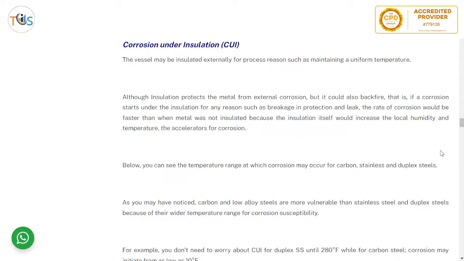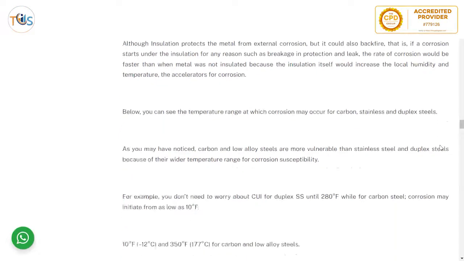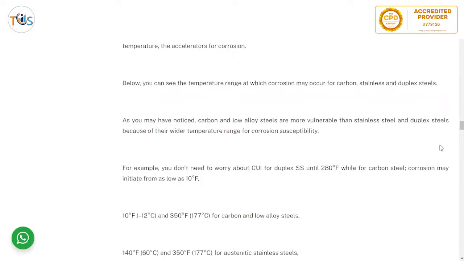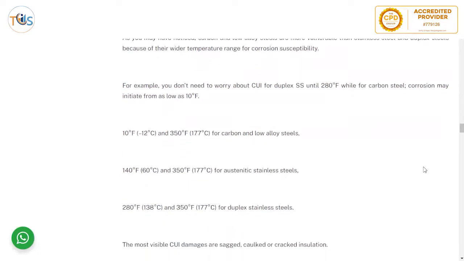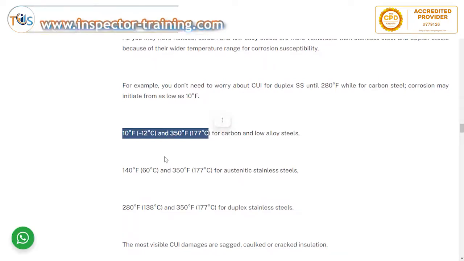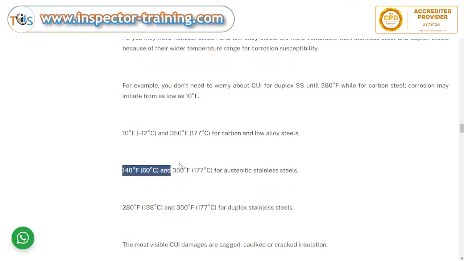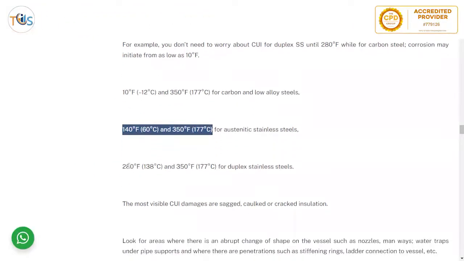Below, you can see the temperature range at which corrosion may occur for carbon, stainless, and duplex steel. As you have noticed, carbon and low alloy steel are more vulnerable than stainless steel, because as you can see, the temperature range is wider. So at a wider temperature range, it is vulnerable. Stainless steel is 140 to 350, while carbon steel is 10 to 350. So it's a narrower range, so it's less vulnerable.